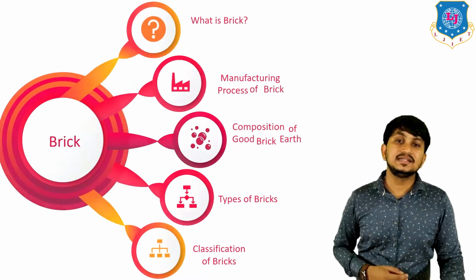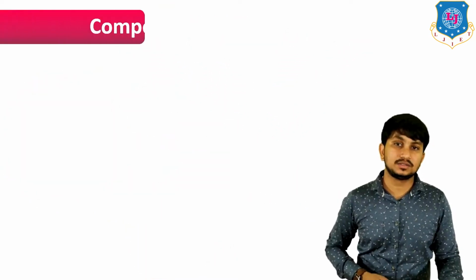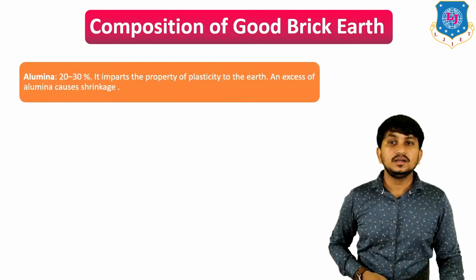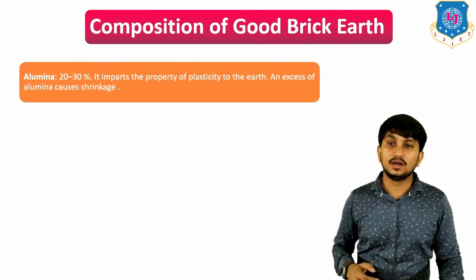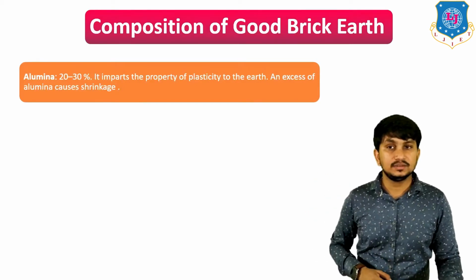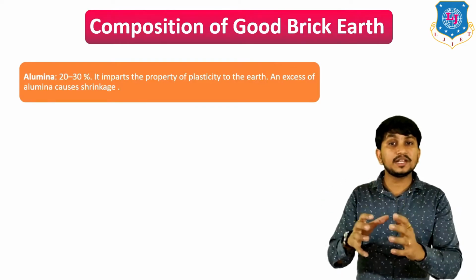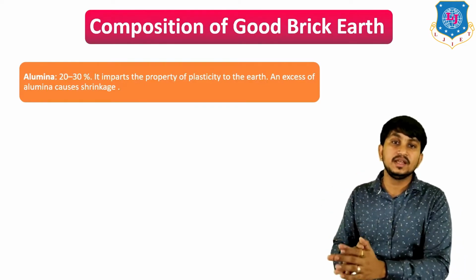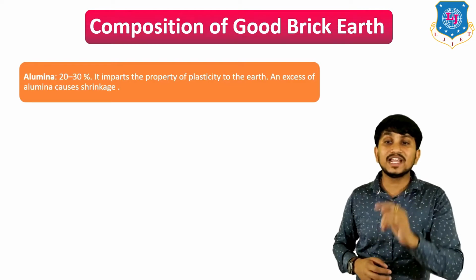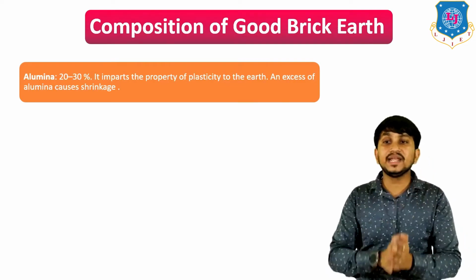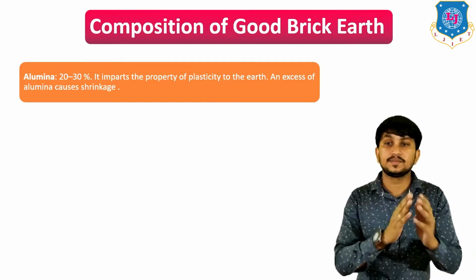Now let's discuss the composition of good brick earth. It should have alumina about 20 to 30%. This alumina imparts the property of plasticity to the earth, and excess of alumina causes shrinkage problems. So you have to maintain the alumina content at 20 to 30%.